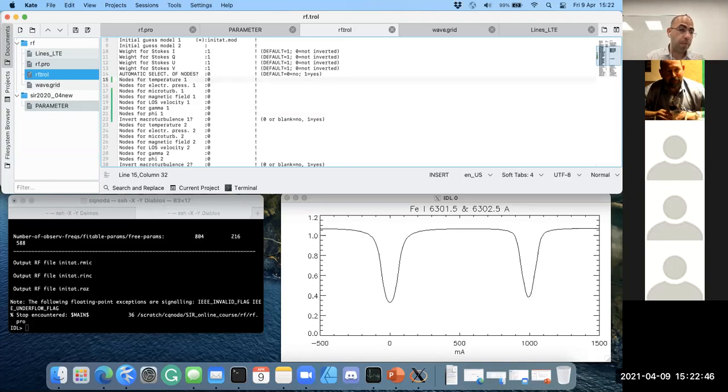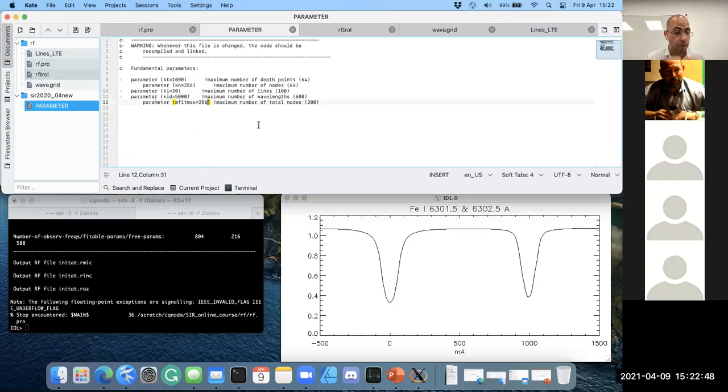Okay, but in principle, if you want to change, or maybe you have a wavelength vector that is really, really big, and for some reason the code complains that it cannot handle the wavelength vector that you are asking, you can go to this file and then you can change things.